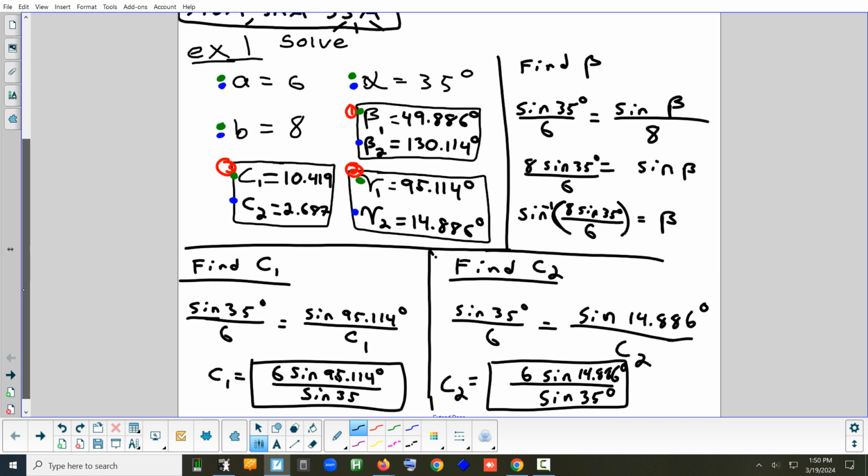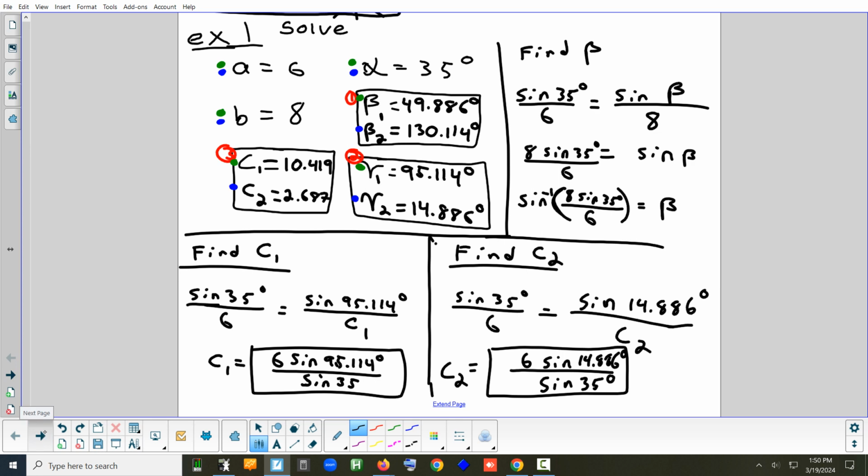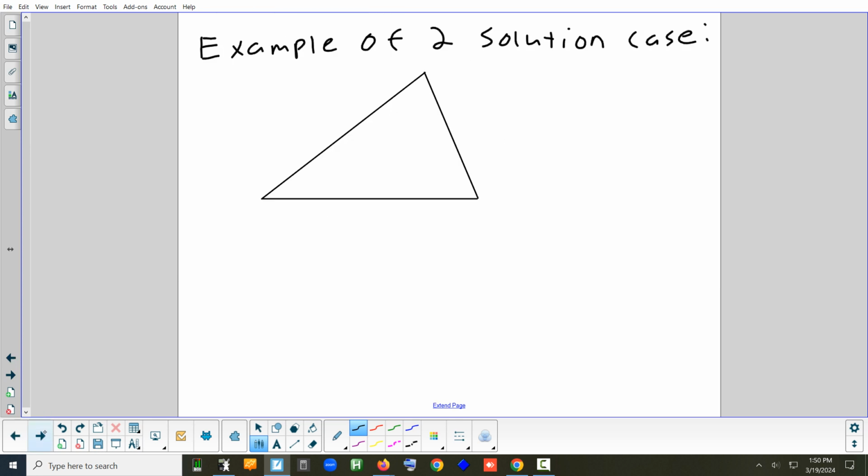Now, what case did we just solve using the three letters? We solved side-side-angle. So how can that happen? How could you draw two different triangles that share a side, and an angle not between the sides? Well, I'm going to show you.